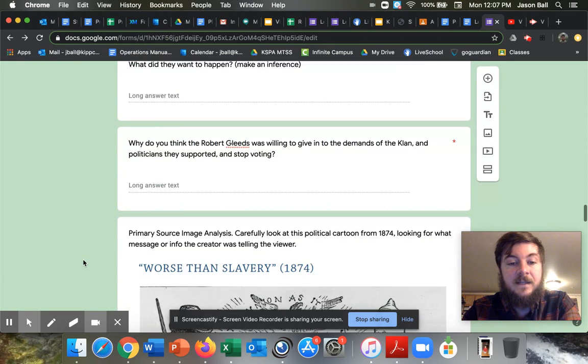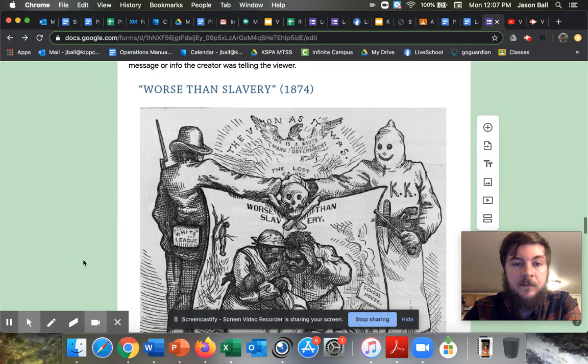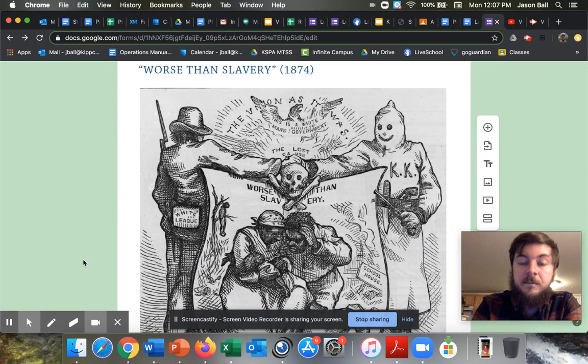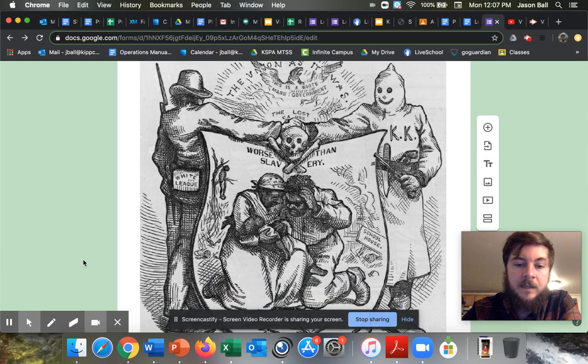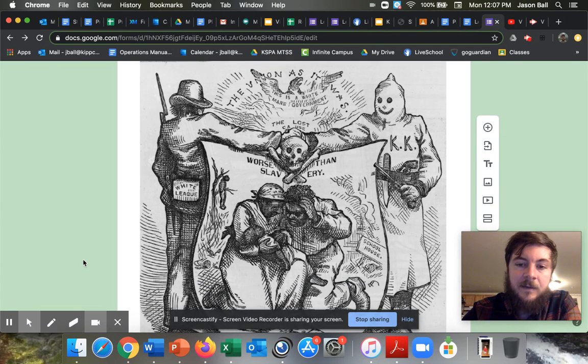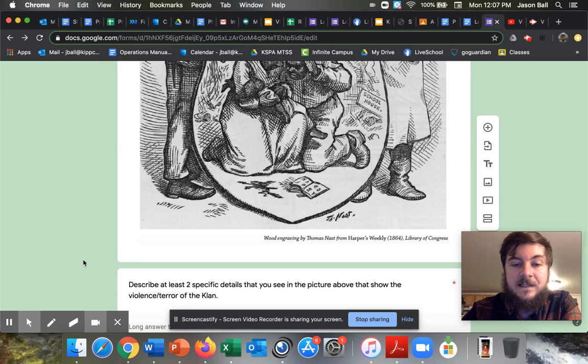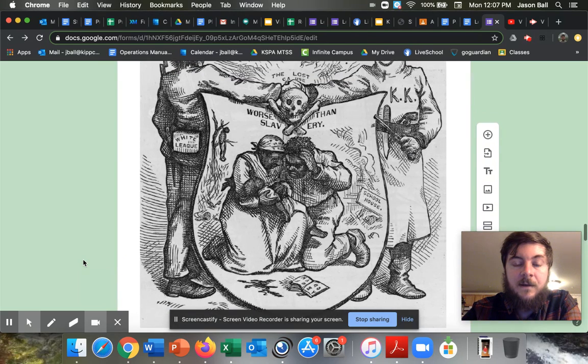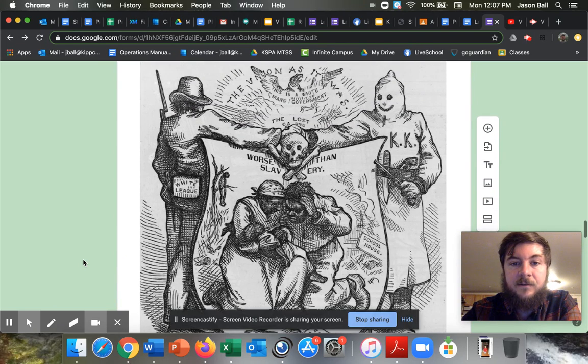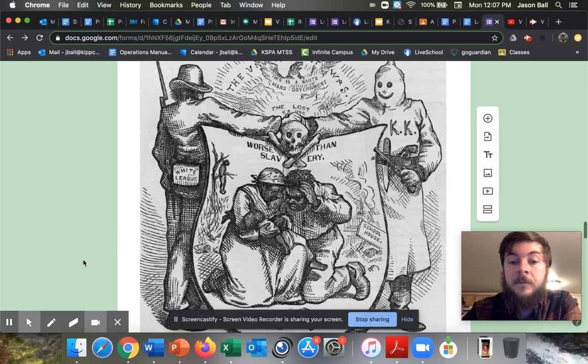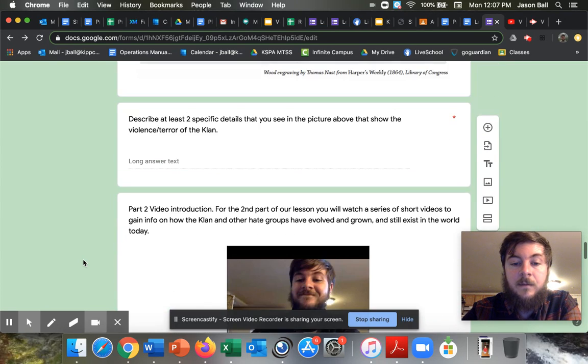And then the last thing you're going to do for this section is there is an image here, which is a political cartoon or an engraving, primary source document from 1874. And you're going to kind of look at some specific details of what you see in this image here, kind of breaking it down to understand what it's saying and what the author or creator of this was trying to convey to the person who viewed it. And you're going to find two specific details that show the images of Klan violence and its effects on the people of the South.